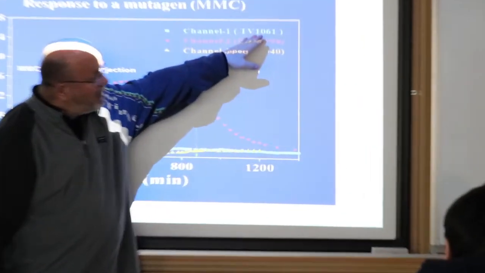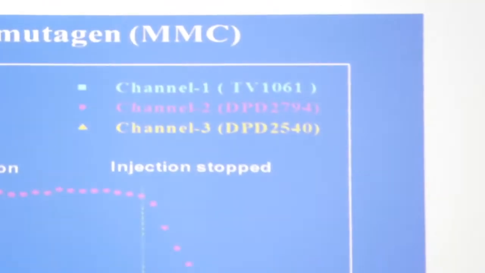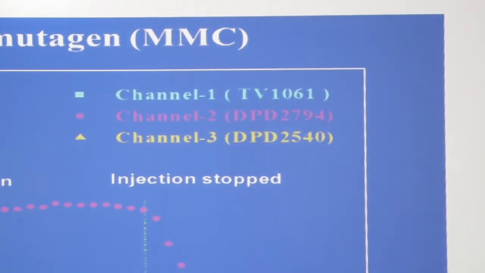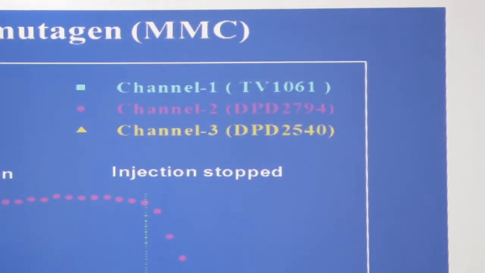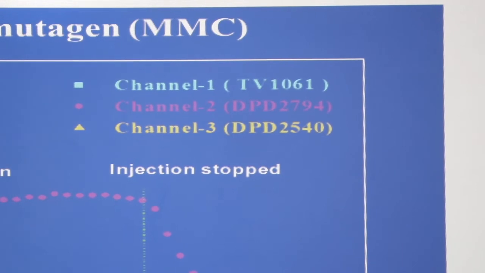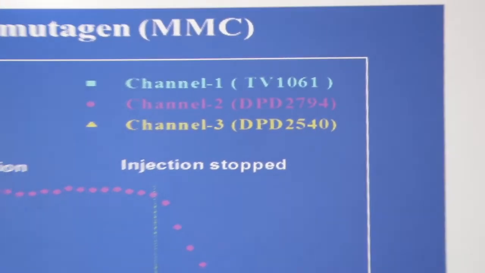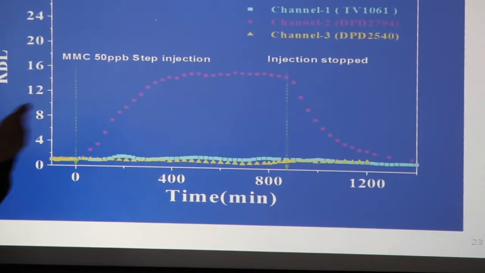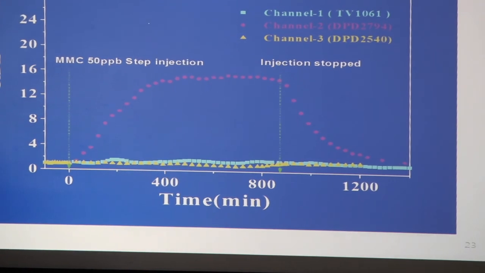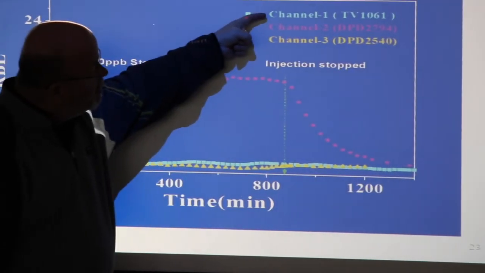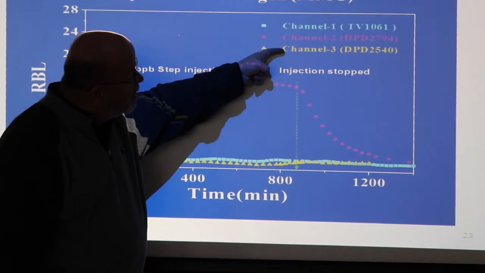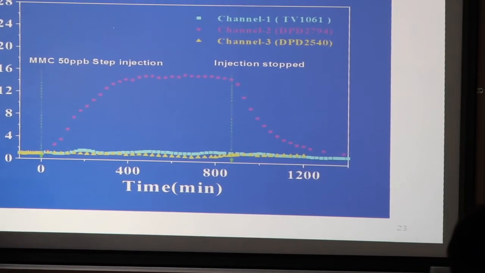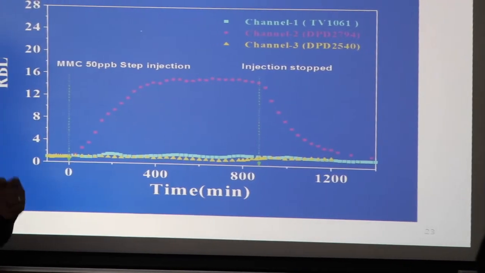TV1061, the bacteria, responds to membrane damage. DPD 2794 responds to DNA damage. DPD 2540, these are the bacterial names, responds to protein damage. Based upon this right here, what do you think mitomycin C does? Does it hurt membrane, protein, or DNA? Again, membrane, DNA, protein. So which one is being hurt? DNA. The DNA is being hurt.